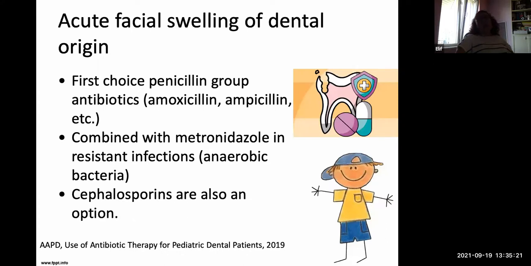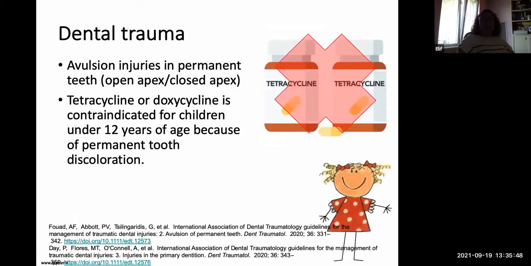In these patients, our first choice is the penicillin group of antibiotics. Sometimes in resistant infections or very diffuse infections, we might combine these drugs with metronidazole, especially if anaerobic bacteria are involved in the situation. And cephalosporins are also an option in these cases.